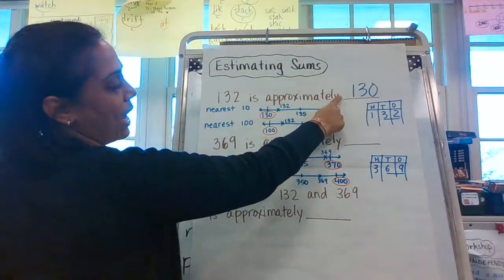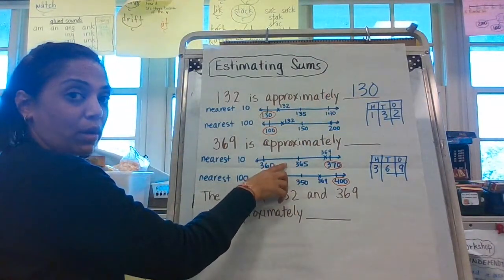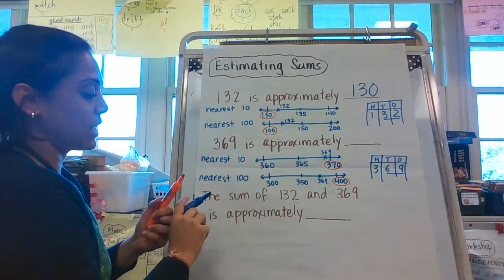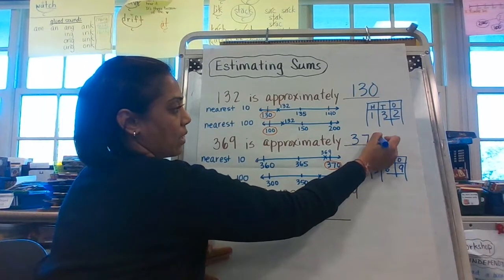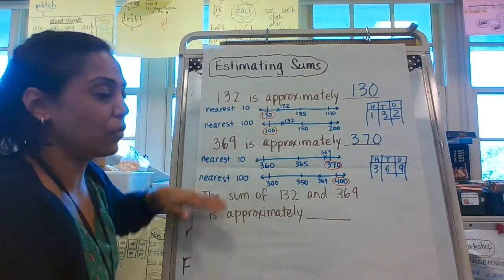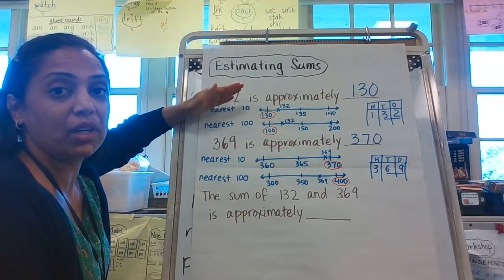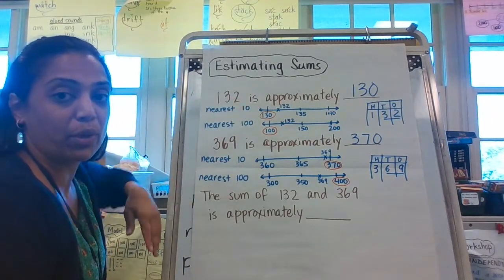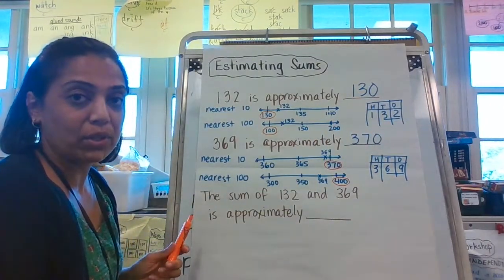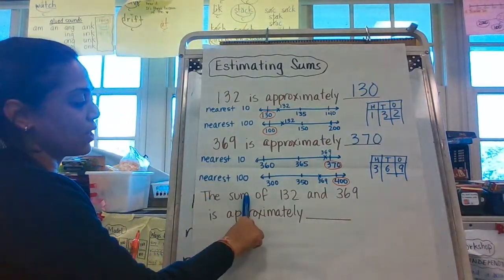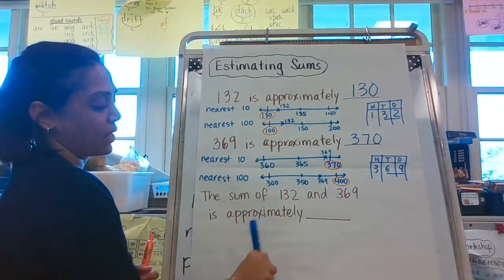Now, since for this one I rounded to the nearest 10, I'm going to keep it the same for this one. And I'm going to say round it to the nearest 10. And I'm going to say it's 370. So that is another tip. If you round to the nearest 10, keep it the same for both. If you decide to choose to round to the nearest 100, keep it the same for both. Now I take these two approximated numbers, and now it says the sum of 132 and 369 is approximately.